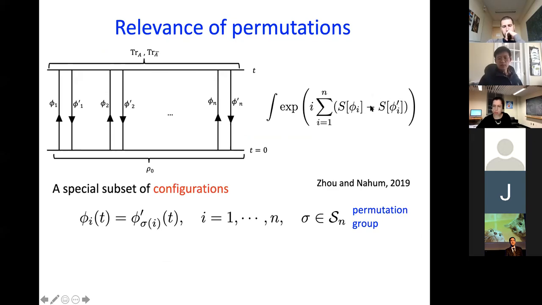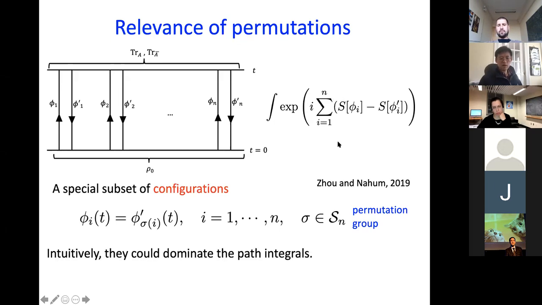So there is a special set of configurations which are just related by permutations. And because they are related by permutation, this minus sign, for this subset of configurations, the whole integral just vanishes. Now if you consider many body systems evolving for a long time, this exponential can be fluctuating a lot, and for most of the configurations they will average to 0, except the configurations which satisfy this special set of conditions, for which the exponent is identically 0. Intuitively they could dominate the path integral.